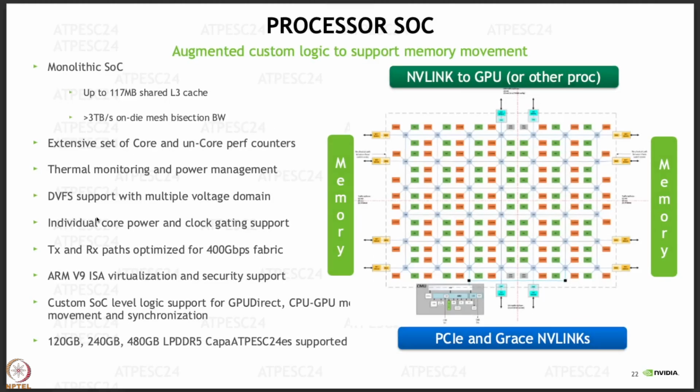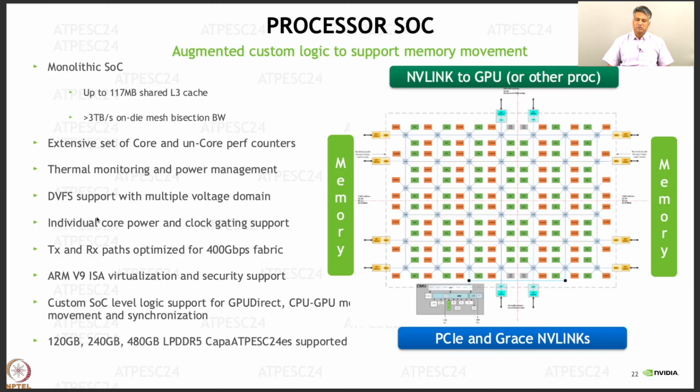So this is essentially a processor which is designed as a system on chip. It has up to 117 megabytes of shared L3 cache, and it can do data transfers up to 3 terabytes per second on die.